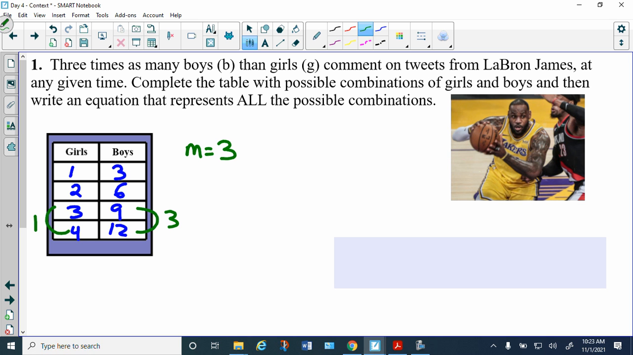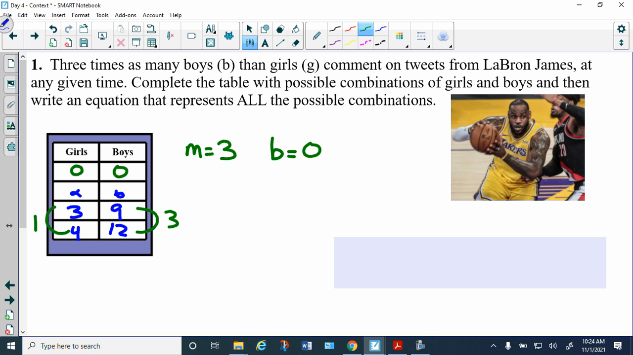Now, the interesting thing is here, we could go ahead and find the y-intercept in a unique way. If 0 girls respond to LeBron James tweets, how many boys would respond? What's 0 times 3? That's right, just 0. So our y-intercept, if we use logic, is 0. If we didn't use logic, we could do the other method, but I think this makes sense.